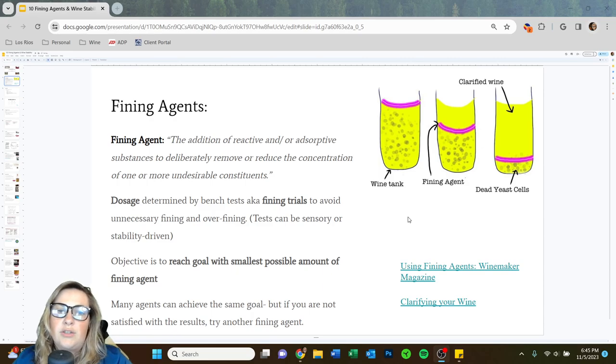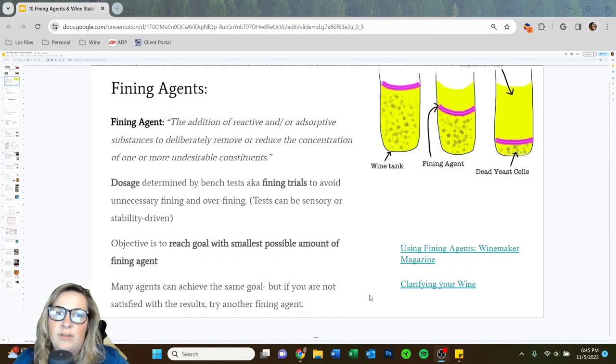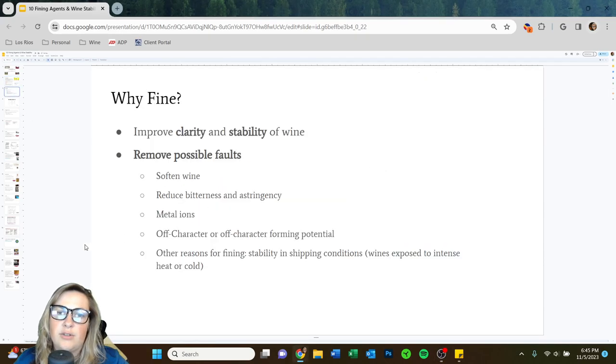So the dosage, the amount of fining agent that you use, is determined by bench trials. There isn't just a solid number for some of these things that's used across the board. You definitely want to use the smallest amount possible to get to your desired goal for fining. Many agents can be used for the same goal, but if you're not satisfied with the results, you can try another fining agent. And then I have some articles here for you guys to read if you'd like to see those. So lots of resources on this lecture.